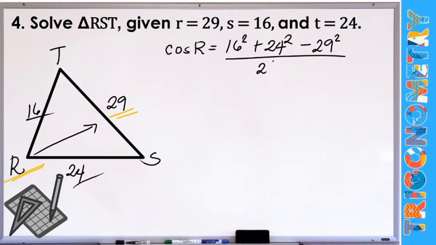2 times the two sides that we had earlier, which is 16 and 24. When you use that, input this on your calculator, then get the inverse function. So, shift cosine, answer, and what we're going to have is 90.67 degrees. So that is angle R.